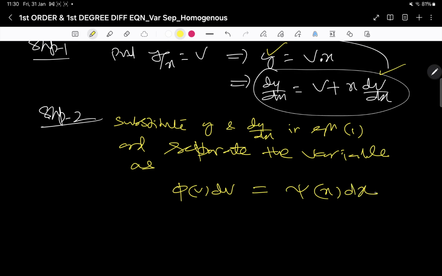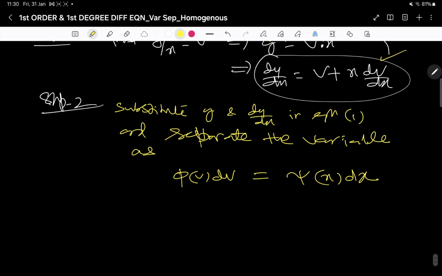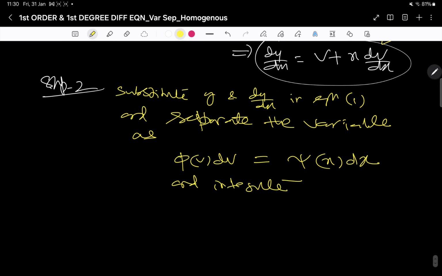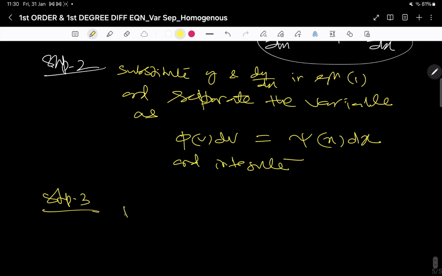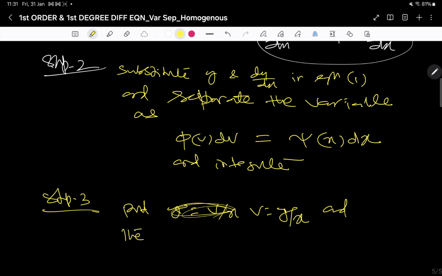Now integrate it. In the final step 3, what you have to do? Originally, in place of v you substitute y by x. Put v is equal to y by x, and the solution is of the form f(x,y) is equal to 0. Okay, so this is the idea.